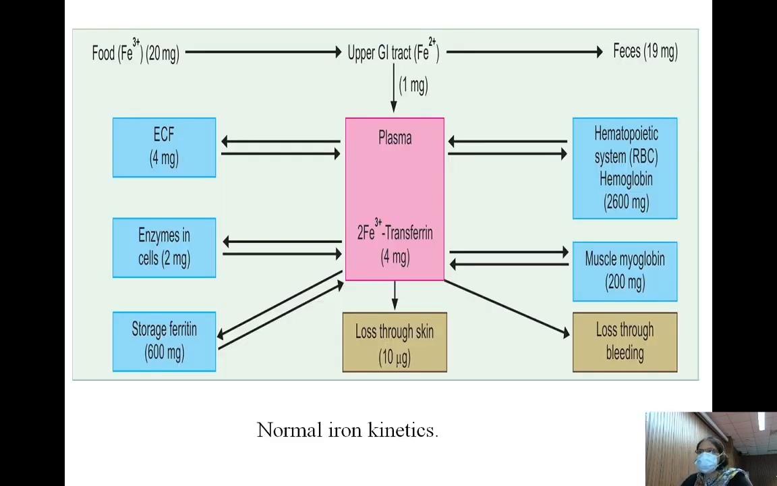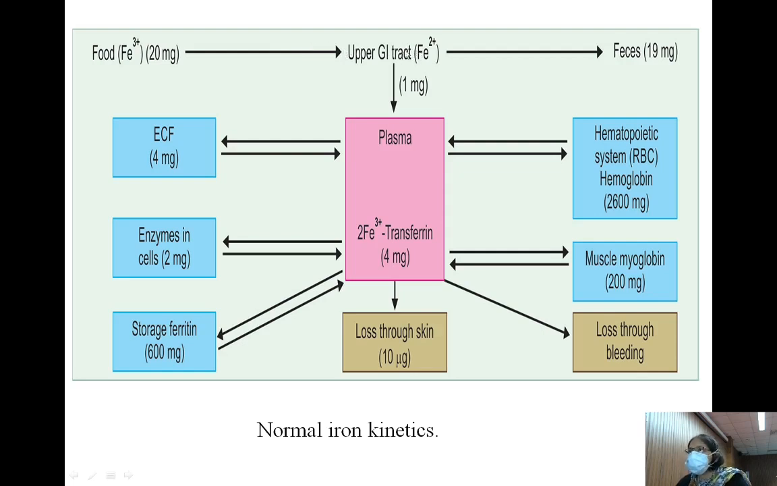Here is the normal iron kinetics. From the upper GI tract, iron is absorbed from the diet, then enters the plasma, and excess iron is eliminated via feces. According to the body's demand, it is absorbed into the circulation. In the circulation, it is transported in the ferric state. Always remember it can be absorbed only in the ferrous state, because in the upper GI tract, in the intestinal epithelial cell, the iron transporter can transport divalent ion, not trivalent ion. That's why iron has to be reduced into ferrous.